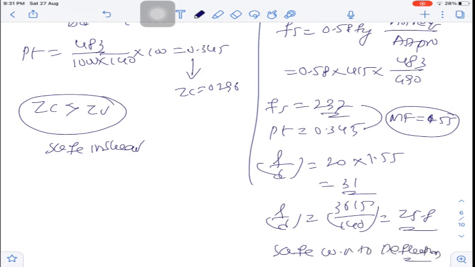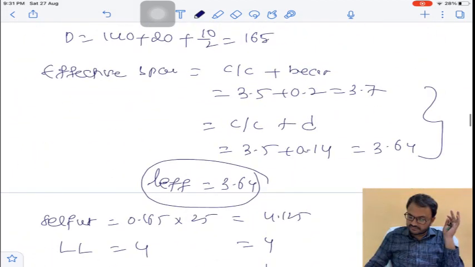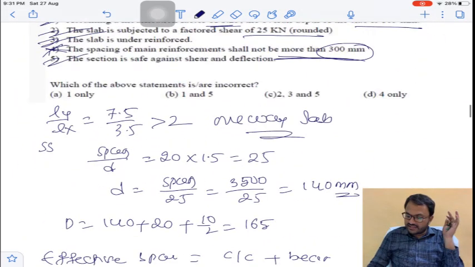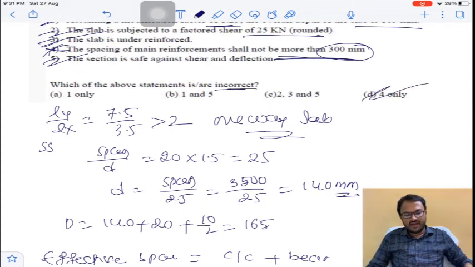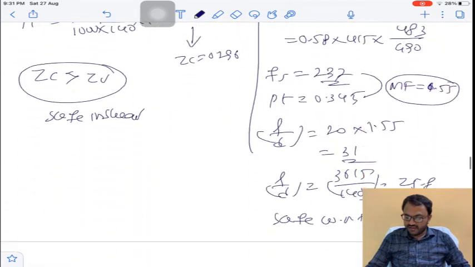Clear? Okay. So now the last statement is also correct. So incorrect statements only for answer D for question number 6. Okay. Now coming to question number 7.